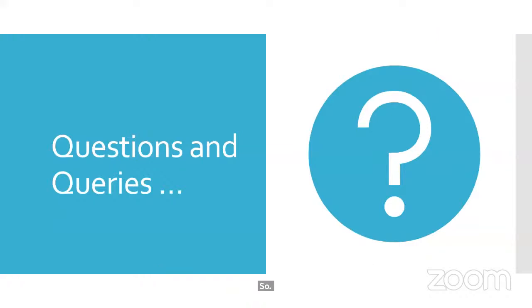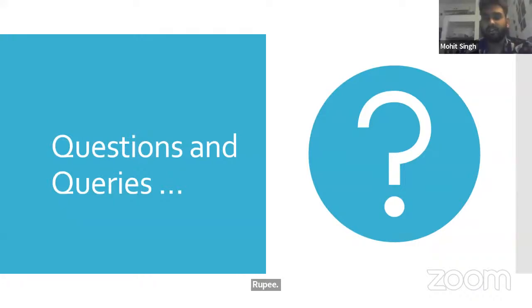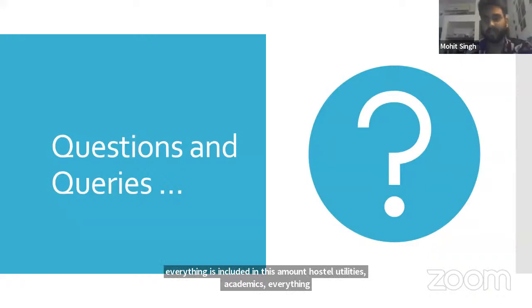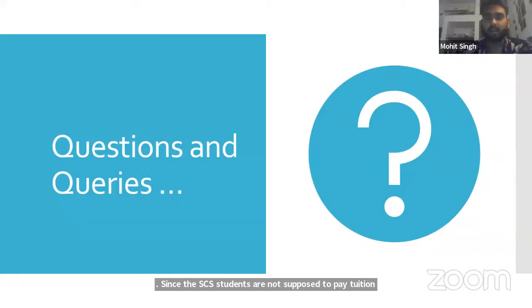Okay, so hostel charges are included in it? Everything is included in this amount: hostel, utilities, academic, mess, everything. SC/ST students are not supposed to pay tuition fees, so we get a waiver of 10,000. The remaining is your mess fee, laundry fee, and the hostel fee.